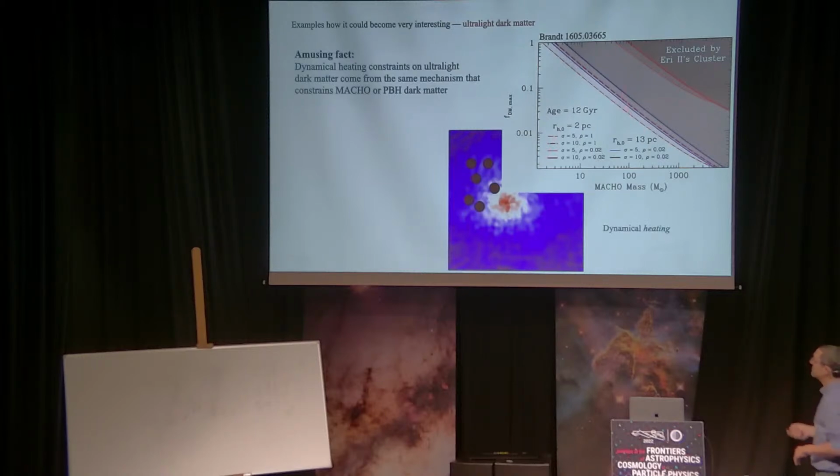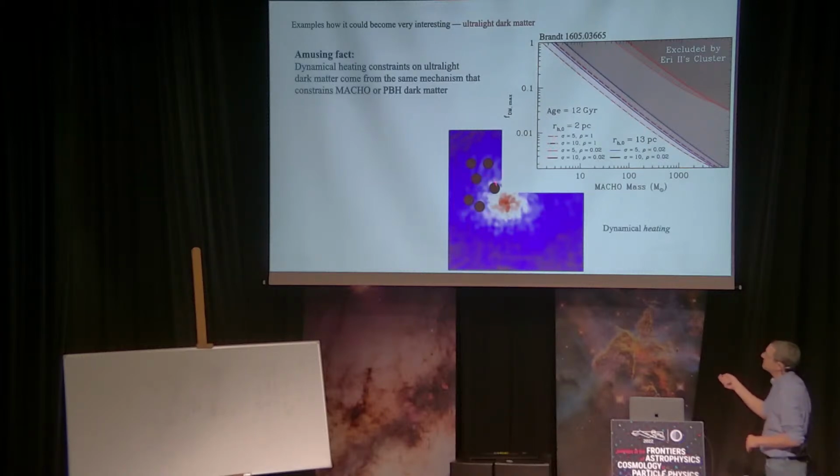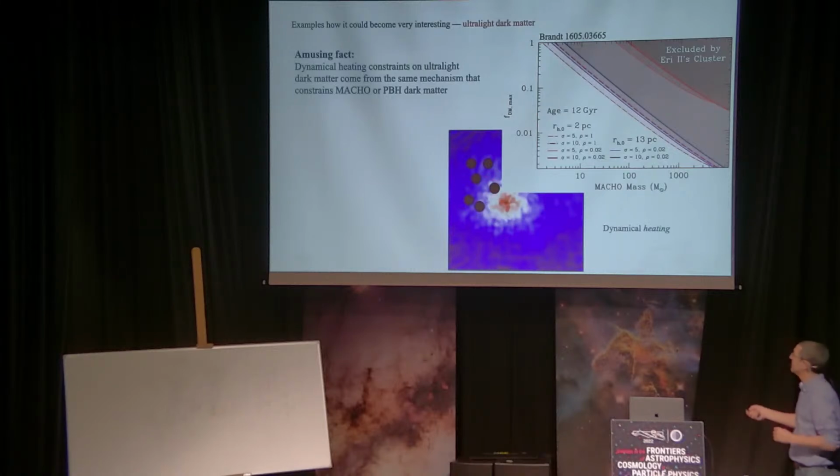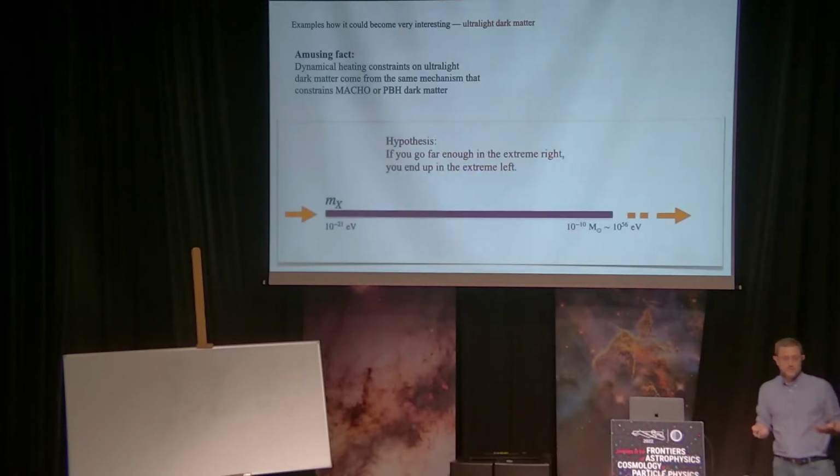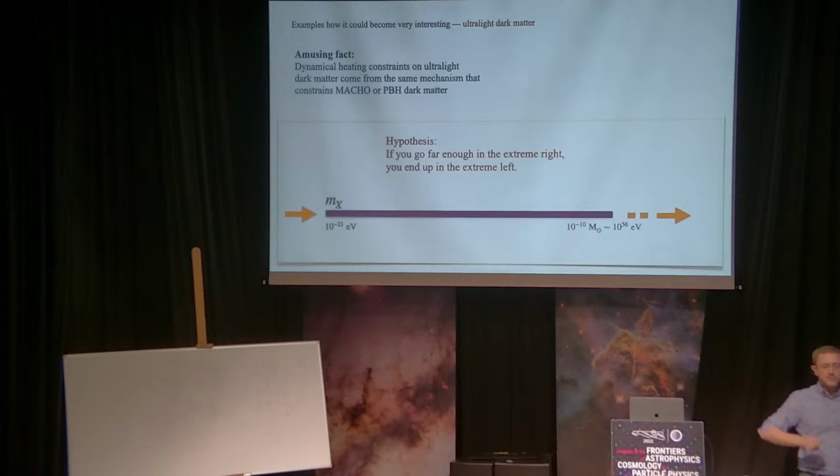It's exactly the same physics. Instead of quasi-particles, you literally have supposedly massive dark particles, massive apples flying around and hitting the stars. That leads me to a hypothesis, which is that if you go far enough to the extreme right, you find yourself in the extreme left. Anyway, so these are the MACHO constraints. This is the ultralight constraints.